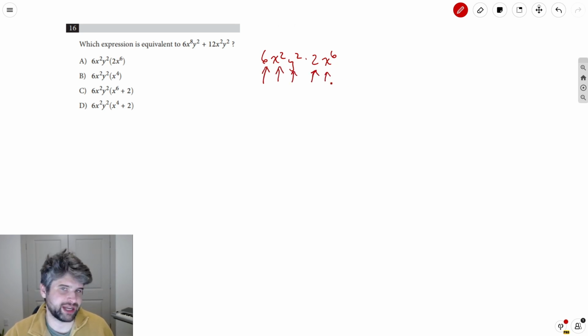We can rearrange them in any order we want to. So I'm going to rearrange the 6 and the 2 to be next to each other, 6 times 2. I'm going to arrange the x squared and the x to the 6th to be next to each other. So x squared times x to the 6th times y squared is the only thing we have left.